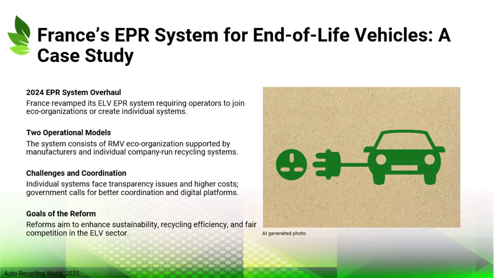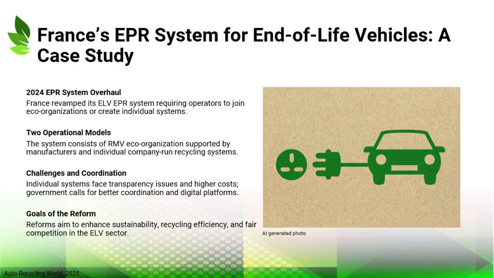France's overhaul of its extended producer responsibility system for end-of-life vehicles, ELVs, in 2024 provides a practical example of how policy reforms can advance circular economy goals. Under new regulations, all ELV operators must join an approved eco-organization or establish their own system, covering cars, vans, motorcycles, and quadricycles. The system features two models.